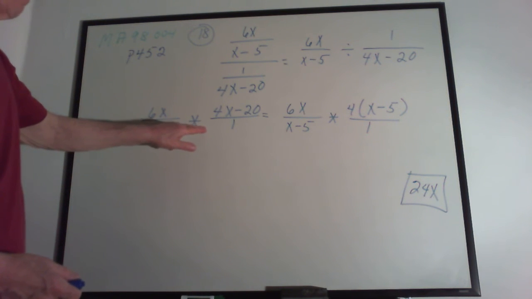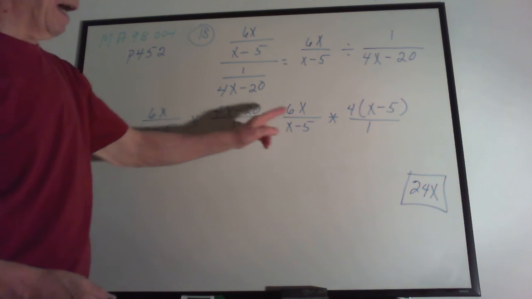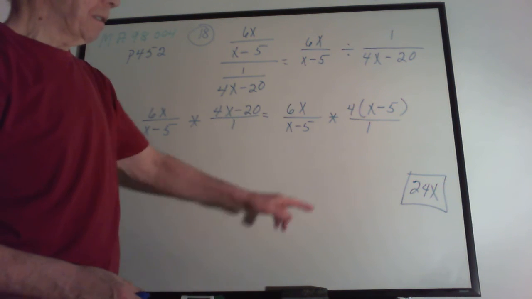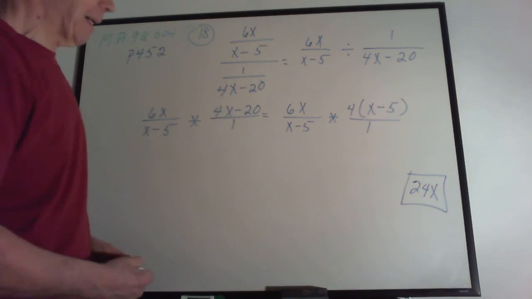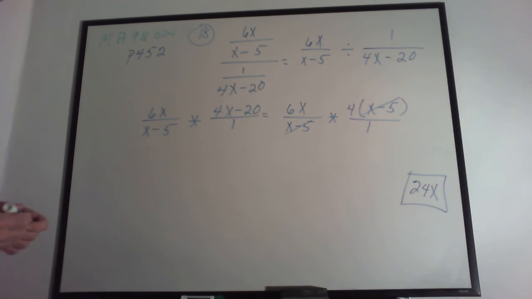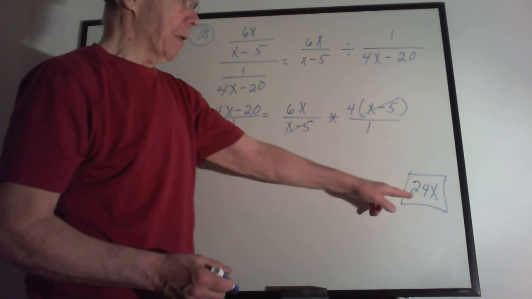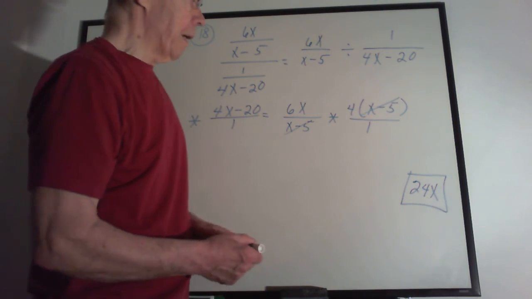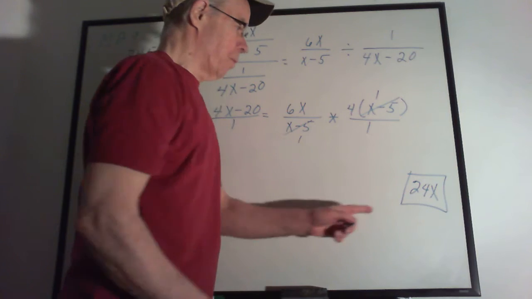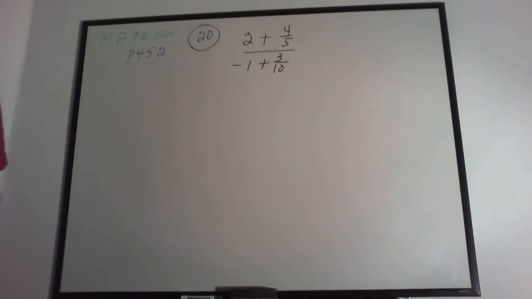Okay, it tells me to invert. All right, I'm dividing, so you always invert the divisor. I can factor this numerator here, and now I can cancel these two. And when I multiply 4 times 6x, I get my 24x. 1 times 1 gives me 1, so the answer is 24x. All right, try number 20. Give it a try, see how you do with it.